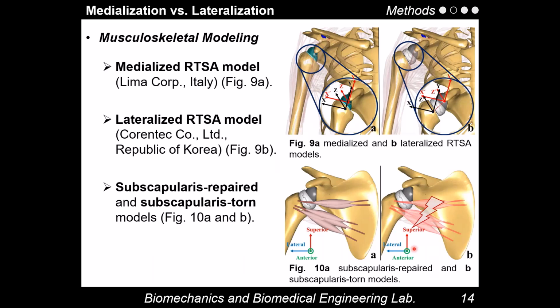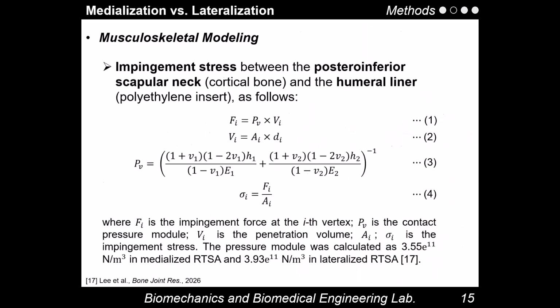To calculate the impingement stress between the scapula and the humeral component, we utilize the force-dependent kinematic method within the anatomic modeling system. This approach allows the joint kinematics to be determined by the actual force balance and contact mechanics rather than just prescribed motion.